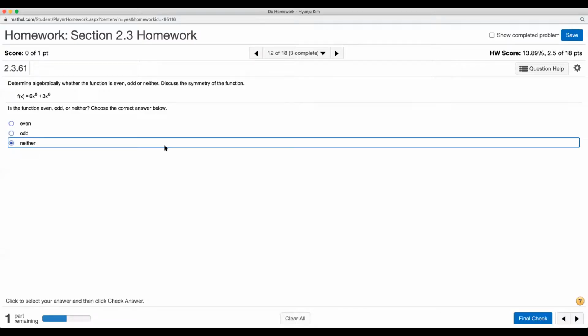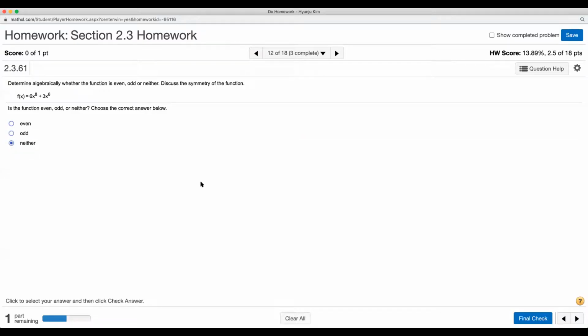Look at this. Determine algebraically whether the function is even, odd, or neither. Discuss the symmetry of the function. So look at this: 6 times x to the 8th power plus 3 times x to the 6th power. The coefficient does not affect the symmetry. Keep this in mind. So just look at the power, x to the 8th power.